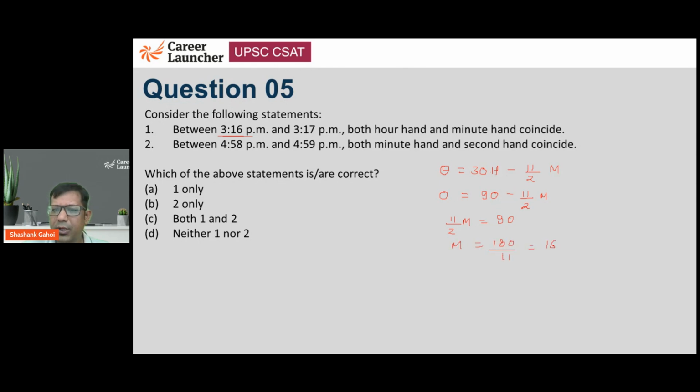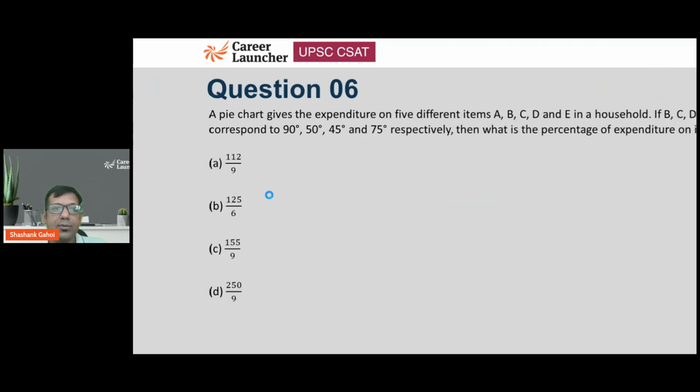180/11 जो होगा ये 16 पॉइंट समथिंग आएगा, राइट। सो 3:16 से 3:17 के बीच में कोइंसाइड करेंगे तो पहला तो ट्रू है, right. Now if I look at the second statement 4:58, so basically this is minute hand and second hand, right. If you just close your eyes and see क्या दोनों मिनट हैंड एंड सेकेंड हैंड कोइंसाइड करेंगे 4:58 से 4:59 के बीच में, डेफिनेटली, क्योंकि हर एक मिनट में सेकेंड हैंड मिनट हैंड को कोइंसाइड तो कर ही रहा है, इसका मतलब सेकेंड स्टेटमेंट ट्रू होगा। सो आंसर ऑफ दिस क्वेश्चन इज गोइंग टू बी बोथ 1 and 2। सो ये स्टेटमेंट डेफिनेटली ट्रू होगा। Now let's move on to the next one.